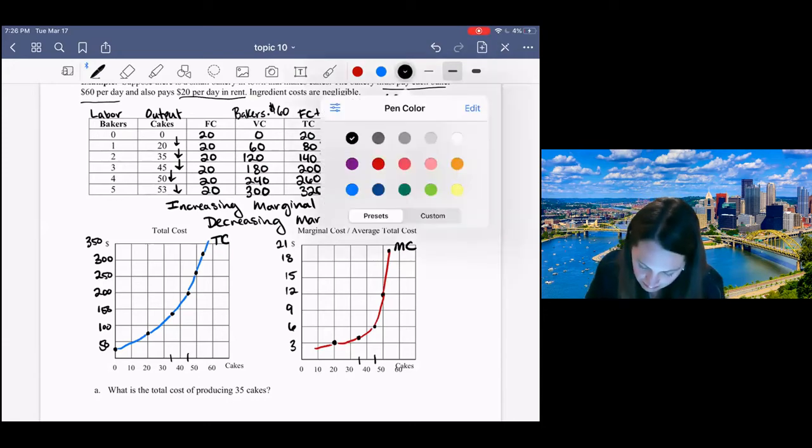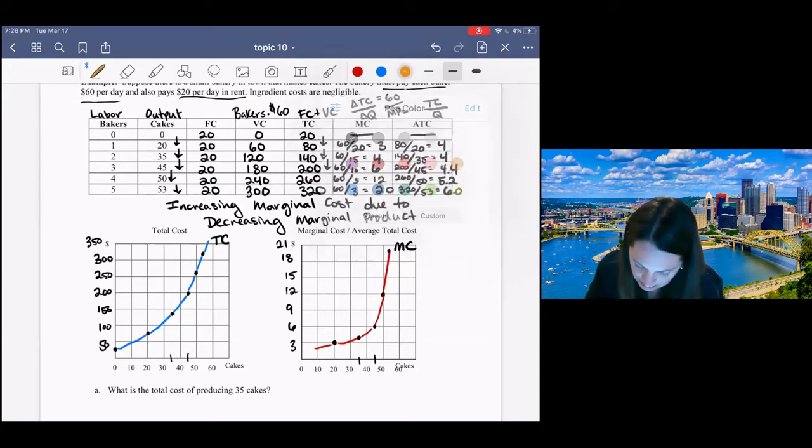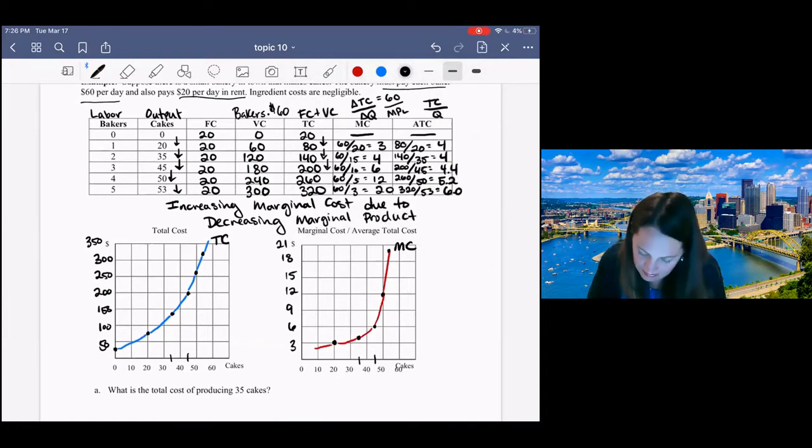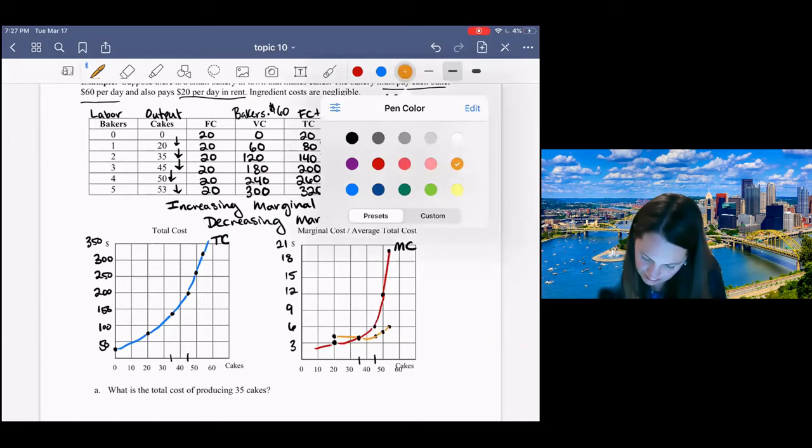Then we're going to plot average total cost. Let's do straight black here. So our average total cost is going to be 4, and then 4, then just a tiny bit more than 4, then 5.2, and then 6. All right, so I'm going to graph average total cost. There, I've got my line like this.